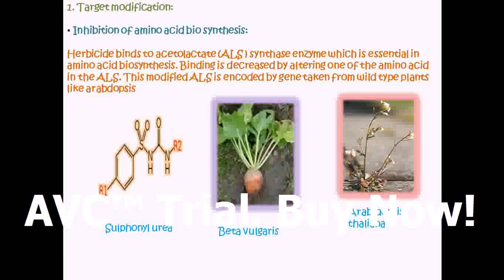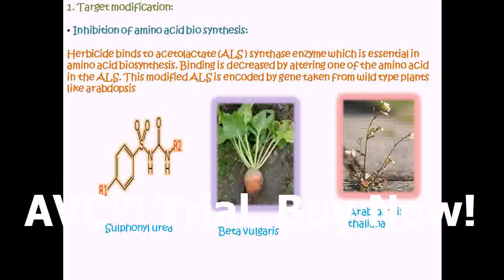Next is the inhibition of amino acid biosynthesis. Here the herbicide binds to the ALS enzyme, acetolactate synthase, which is essential for amino acid biosynthesis. The binding between this herbicide and acetolactate synthase is decreased by altering one of the amino acids in the ALS. This modified ALS is coded by a gene taken from wild type plants like Arabidopsis. Here also the gene source is Arabidopsis thaliana, but the plant is Beta vulgaris. The resistance is provided against sulfonylurea, which is a herbicide.